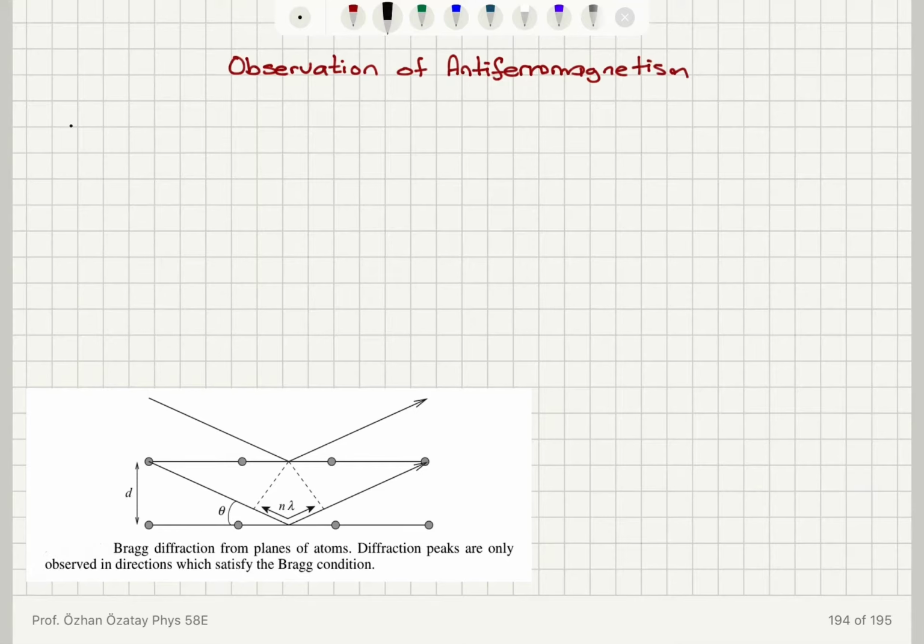Well, the problem is using X-ray diffraction, we can only get our information about the positions of the atoms.